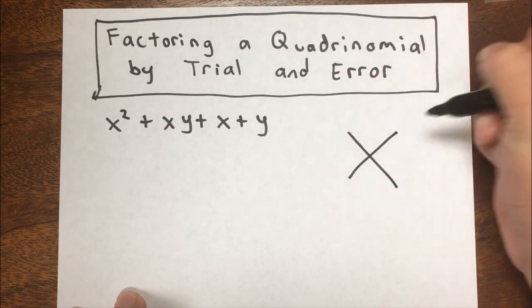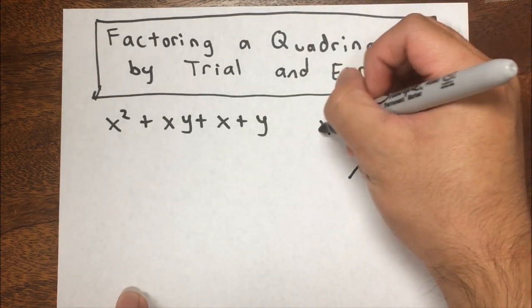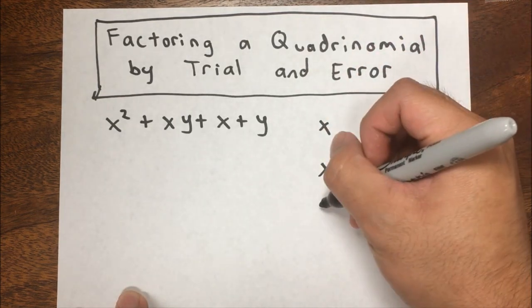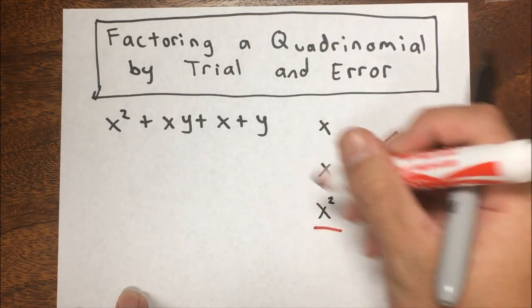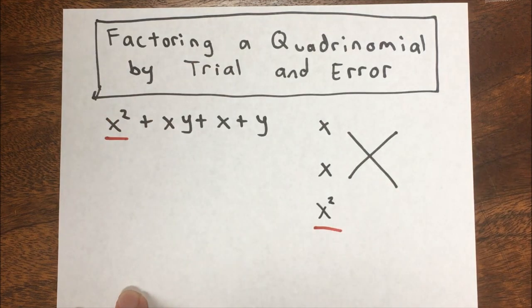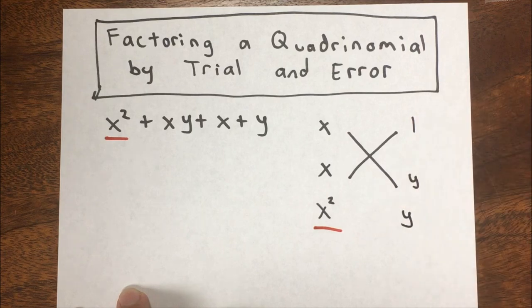Okay. So we'll have our diagram. X squared, we could get that by x times x, which will give us x squared. So that matches our first term. And then y, what times what will give us y? We could do 1 times y will give us y.